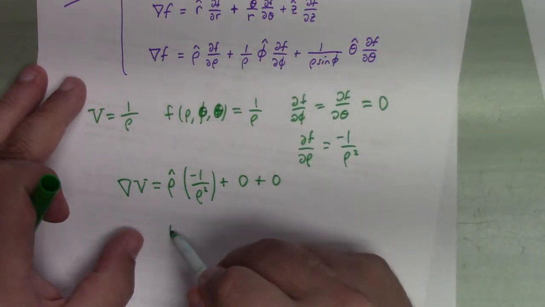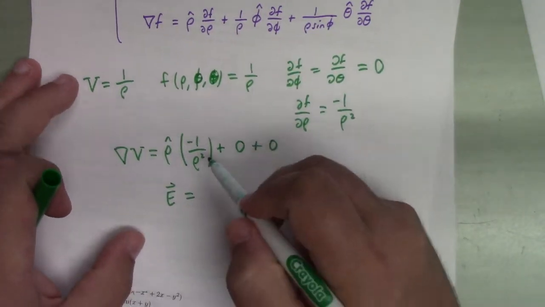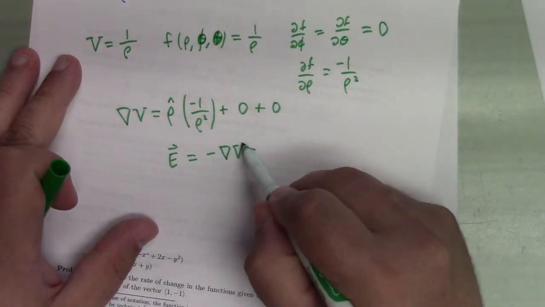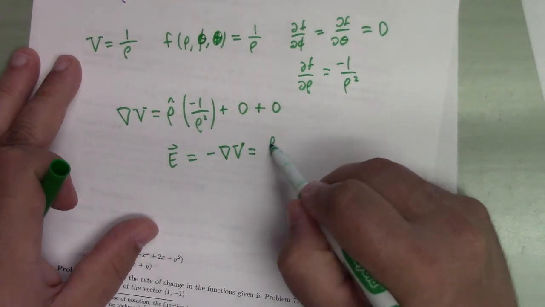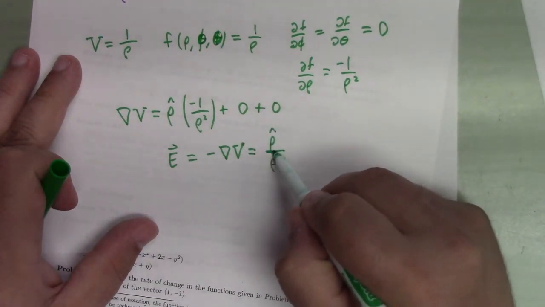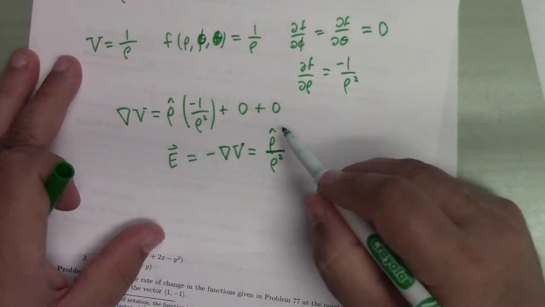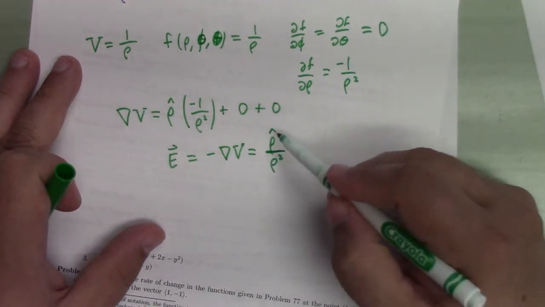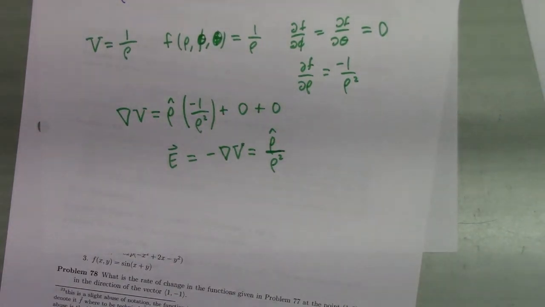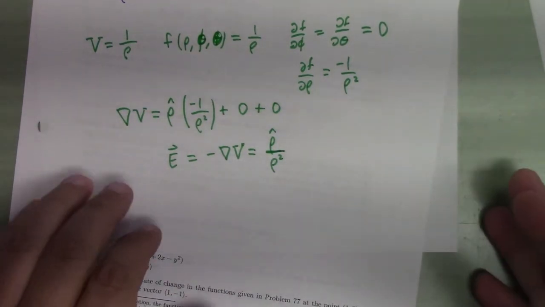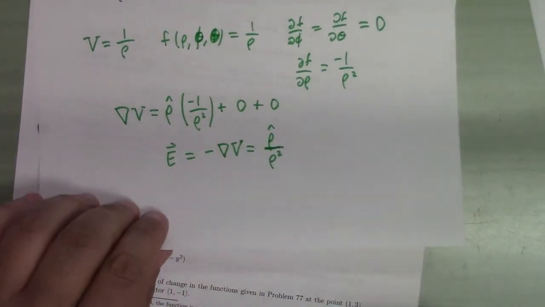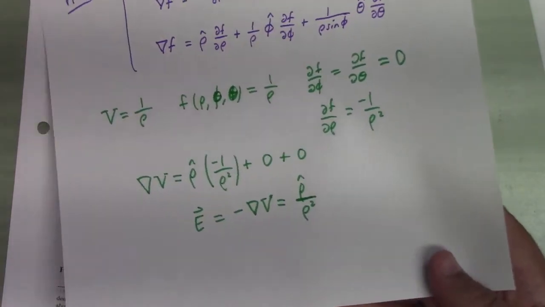And so if the electric field is minus the gradient of the voltage function, in this case that just gives us rho hat over rho squared, which is the so-called Coulomb field. This is a vector field which points spherically outward and drops as the squared distance from the origin. That's how gravity works in a static situation, or the electric field of a point charge. Again, it's called the Coulomb field.